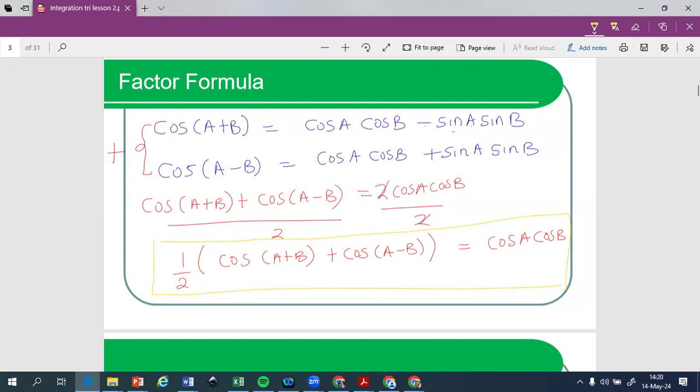Yes. Okay. Can I first give you an example on that, or do we first complete deriving them? We first complete. We first finish. We first complete deriving. Okay.